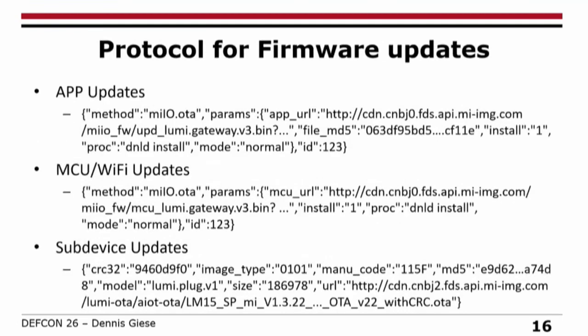The firmware updates are quite interesting. There are three different firmwares which you can update over the cloud. There are, for example, the app updates, which is the usual software on your device. There you have the URL and the MD5 checksum of the image. Then you have the MCU updates or the Wi-Fi updates. If you have a Wi-Fi core in your device, then you can also update it. And you have the sub-device updates. For example, if you have a smart home gateway and connect it to a smoke detector, then you can update the firmware of the smoke detector over Zigbee, more or less.